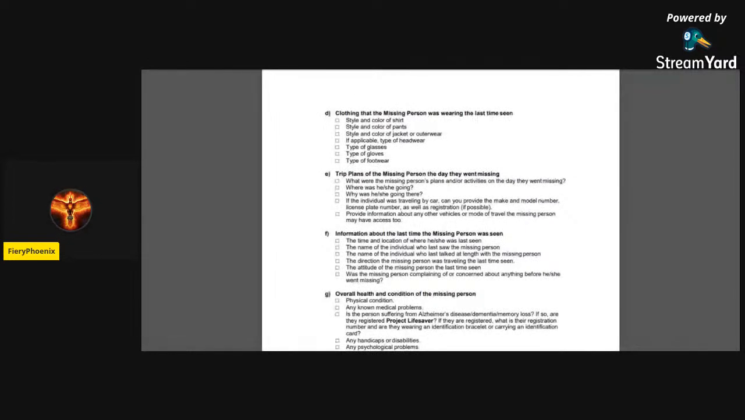Type of glasses. Where did they buy their glasses? Type of gloves. Did he have on a pair? Did she have on a pair? And this I think is really good, this next one. Type of footwear. Were they wearing tennis shoes? Casual shoes? Boots? Work shoes?